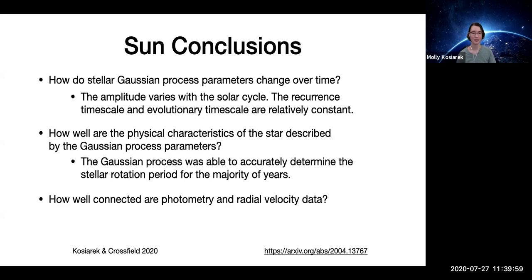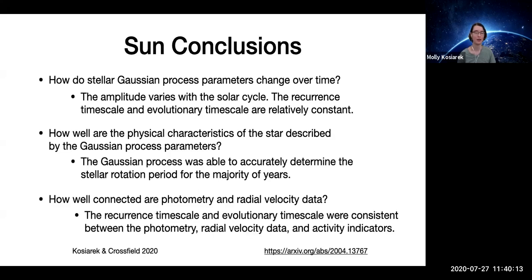Next, the Gaussian process outperformed both periodogram and autocorrelation analysis in determining the solar rotation period, and it was able to determine the solar rotation period for the majority of years. And finally, with an additional prior constraining the evolution timescale to be longer than the recurrence timescale, the 2 parameters were consistent for most of the years between the photometry, radial velocity, and activity indicators. Again, we're looking at 4 years, so I would love to expand this, 7 years from now, to a full solar cycle and see how this varies across the solar cycle.